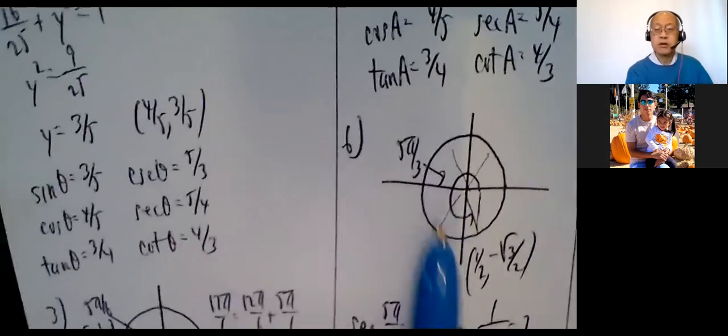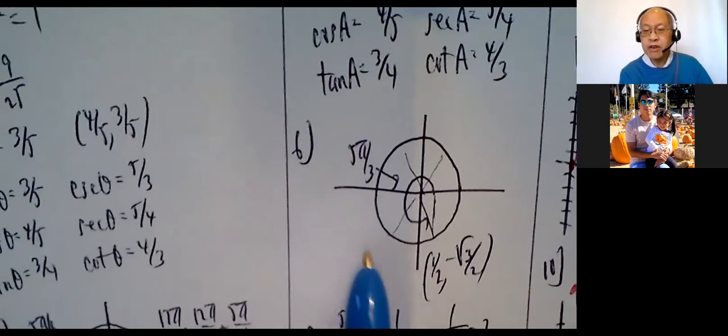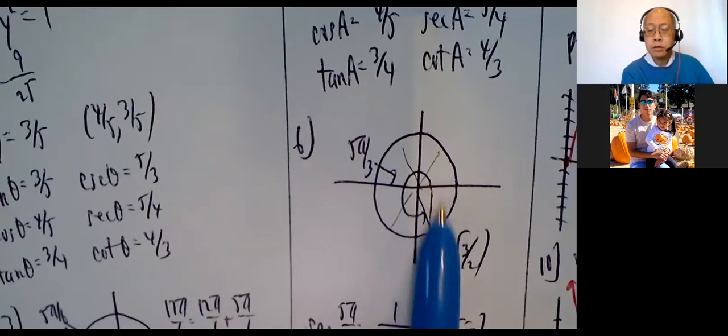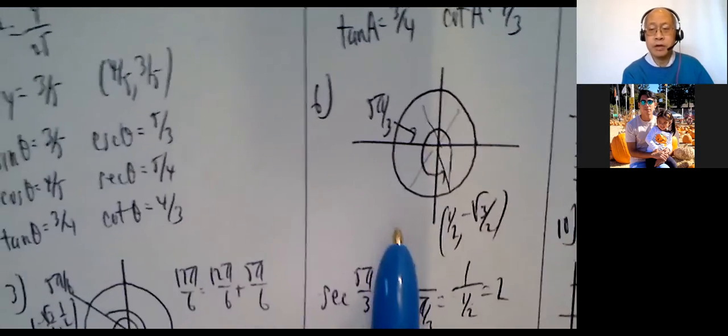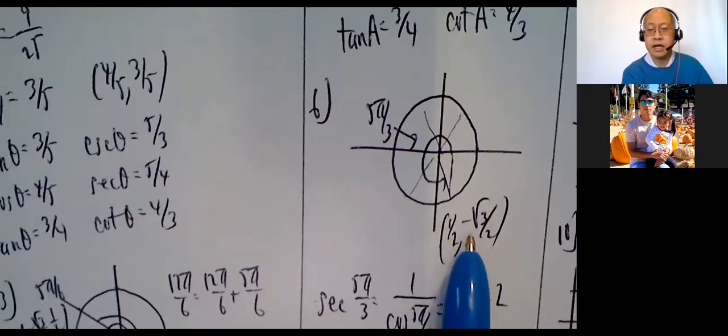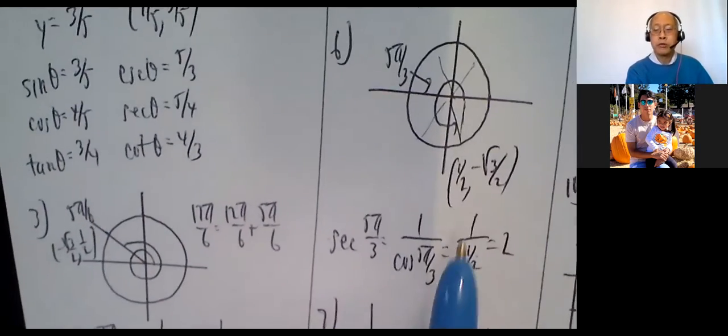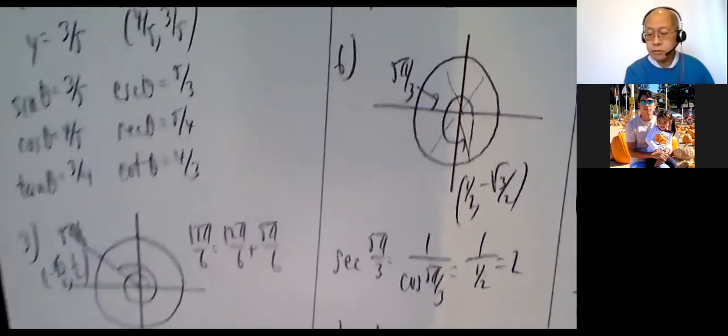Okay, number 6, draw a unit circle. We have 5 pi over 3, which is over here. Looks like x is a half, y is the other number, which is radical 3 over 2, except it's negative. Secant is 1 over the cosine, 1 over a half, which is 2.